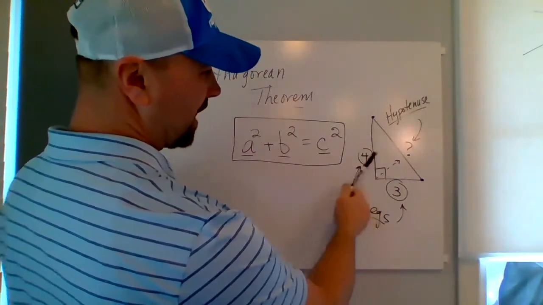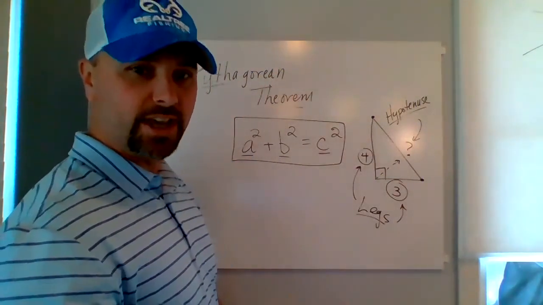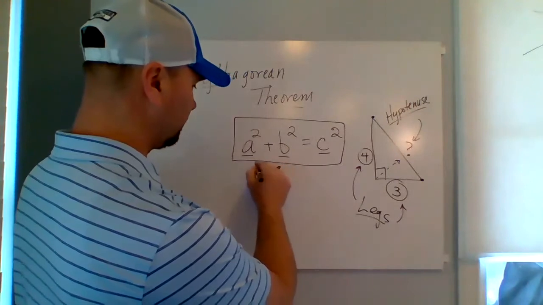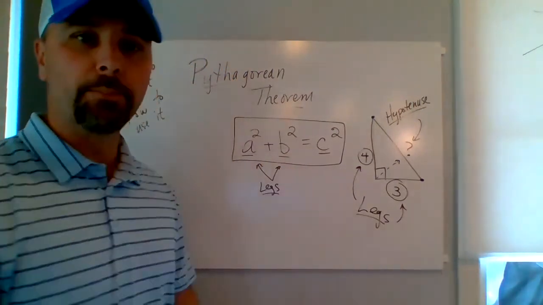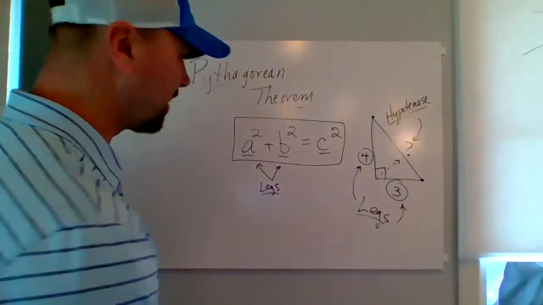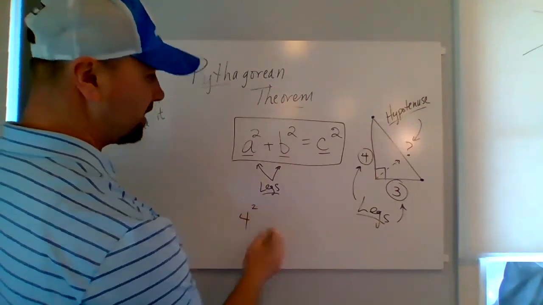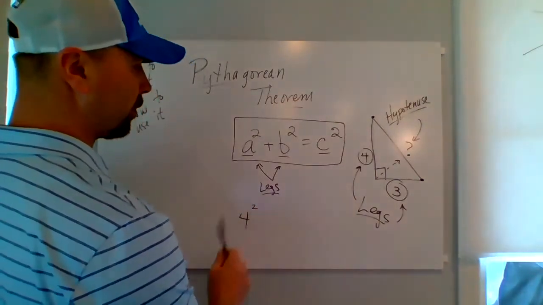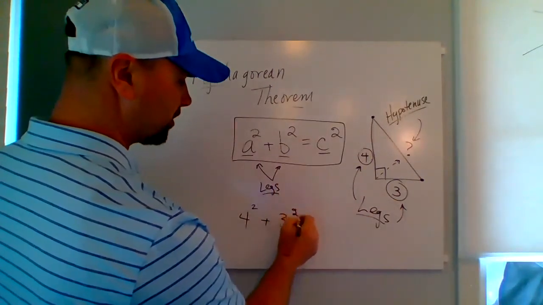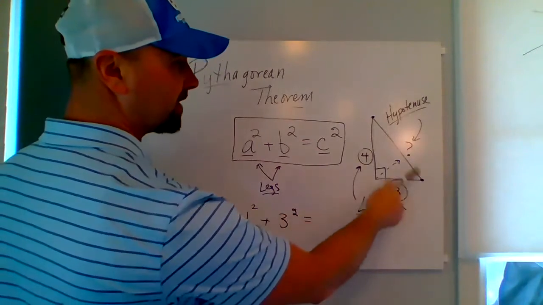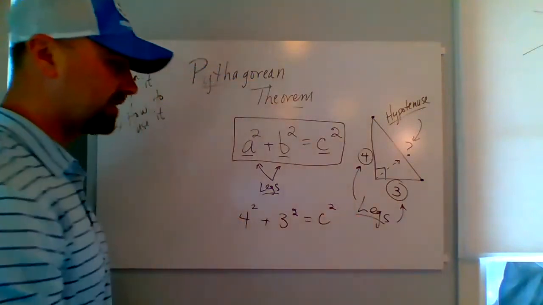So we have these 2 sides, which make the right angle. So we have the legs, which are A and B in the problem. Okay, so replace your A and your B with our numbers. So A is 4. So 4 to the second power, 4 squared plus 3 squared equals, now this I don't know. I don't know what this is. So I'm going to keep it as C squared.